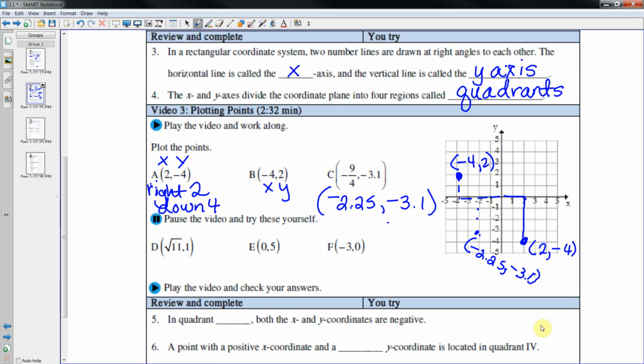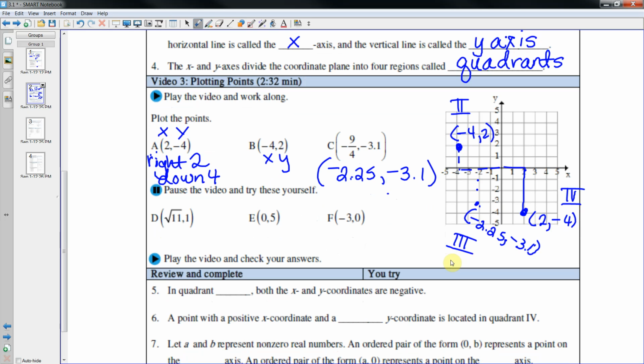Now, let's talk a little bit about quadrants. If I asked you where this point negative 4, 2 would lie, what quadrant, that would be in quadrant 2. The 2, negative 4 is down here in quadrant 4. And the negative 2.25, negative 3.1 is in quadrant 3. Those are questions that I could ask you.